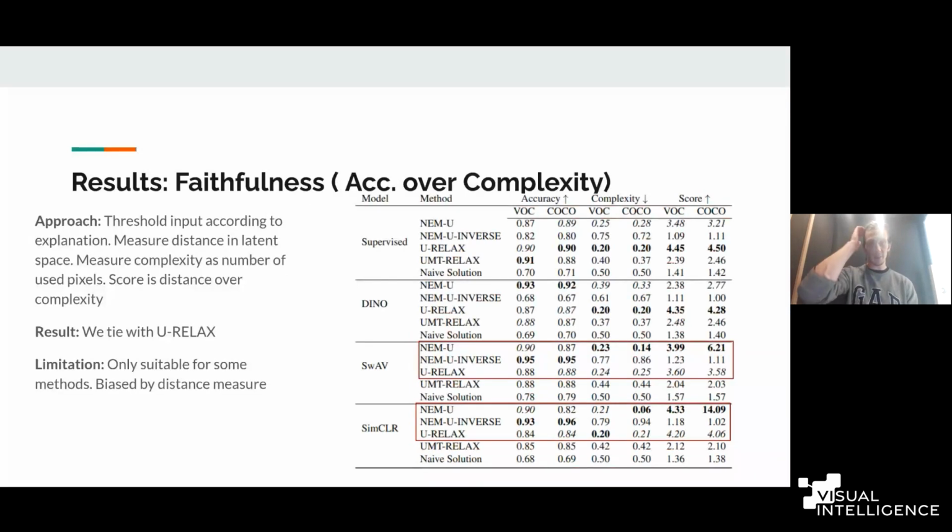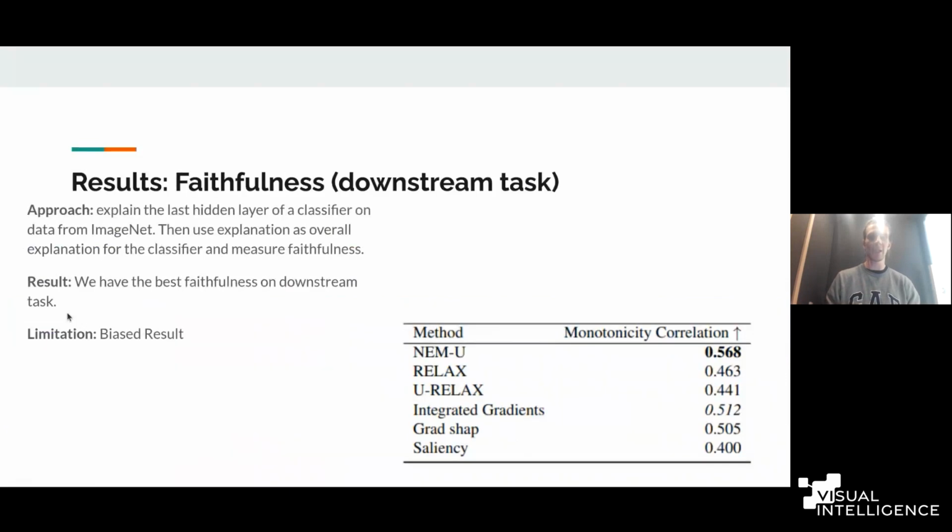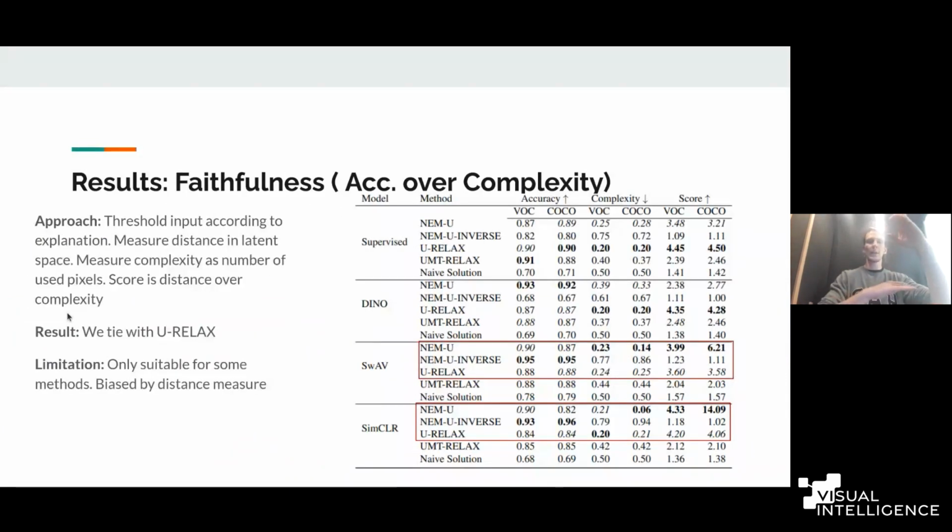The other way to do it is basically to do something called accuracy over complexity. That just means that, if you look at our method, it's very binary. So it's actually kind of easy for us to say, okay, we just take this area and see, if we just use this area, how close are we to the original image? And then we divide it by what ratio of the image we still use. So we want to be close and we want the complexity to be low. In this case, we can see that we tie with uRelax. So sometimes they're better and sometimes we are better.